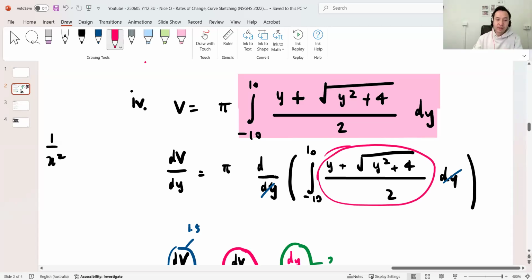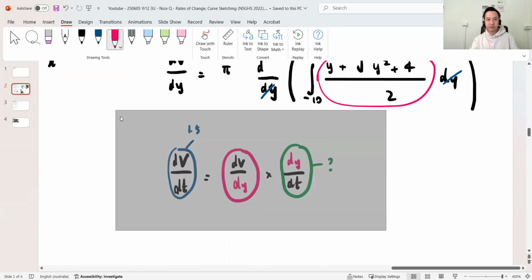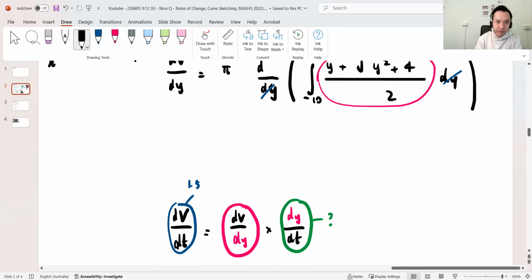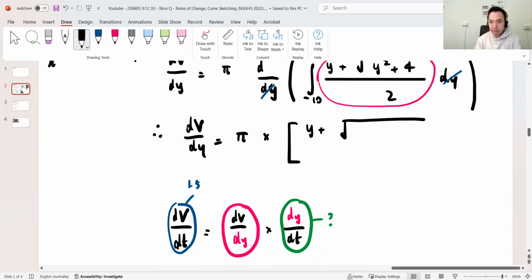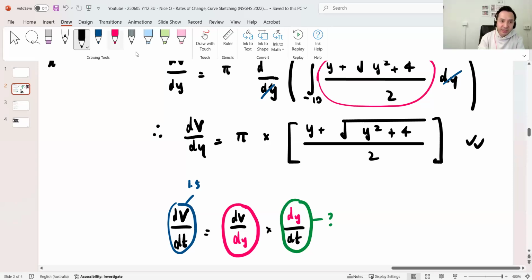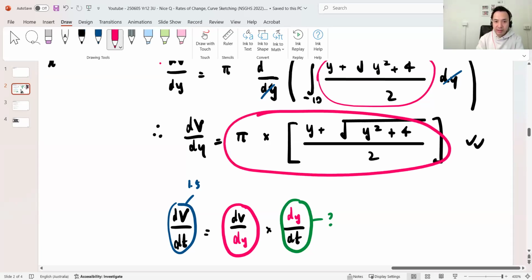Therefore, the expression for dV/dy is pi multiplied by this function itself, so y plus root y squared plus 4 all over 2. That's the thing that needs to be populated into here. And then I sub in my y equals 4 downstairs to get my final rate of change. Wow. Okay, let me say that again.